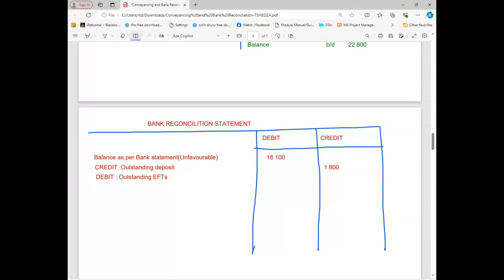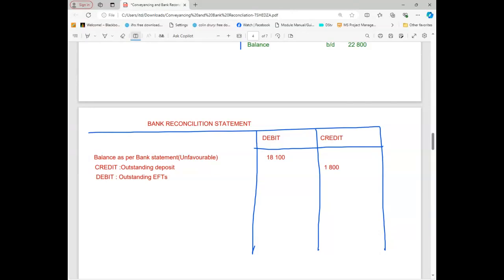Debit it. Okay, I've made a note. Thank you. But just check. Remember, it's just the opposite. The deposits are always credited. The EFTs which we made will always be debited because these are the payments and these are the receipts. Okay.